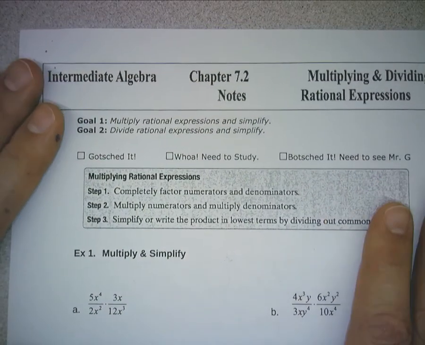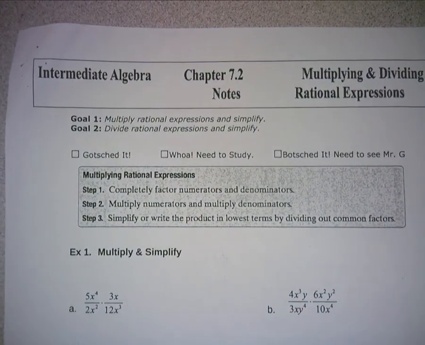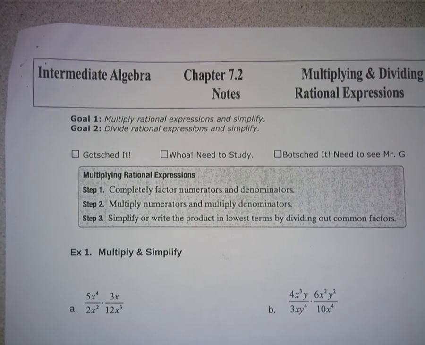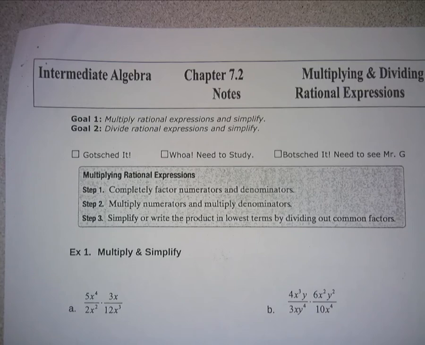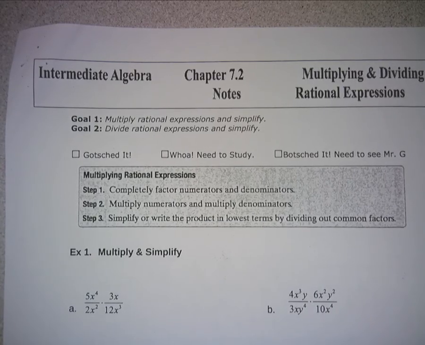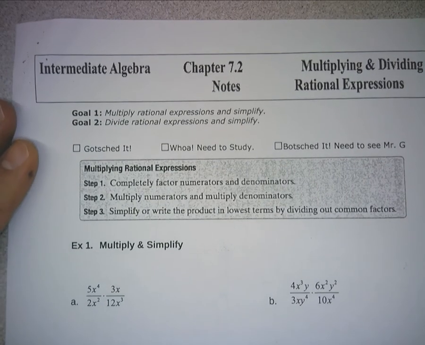So, ladies and gentlemen, if you did yesterday's stuff and you're like, man, this isn't too bad, well, this is very, very similar. This is chapter 7.2, multiplying and dividing rational expressions. You guys have seen this already in Algebra 1. This is the second time you've seen it. That's our goal for today: multiply and divide these rational expressions. We're going to simplify.